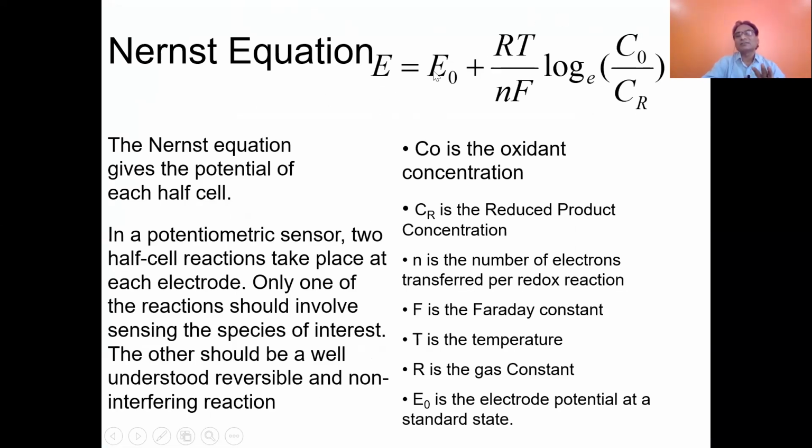What is that? E equal to E0 plus RT divided by nF log of CO divided by CR. What is CO? CO is the oxidant concentration, because we need the oxidant, right? CR is the reduced product concentration. n is the number of electrons transferred per redox reaction. F is the Faraday constant, T is the temperature, R is the gas constant, and E0 is the electrode potential at a standard state.